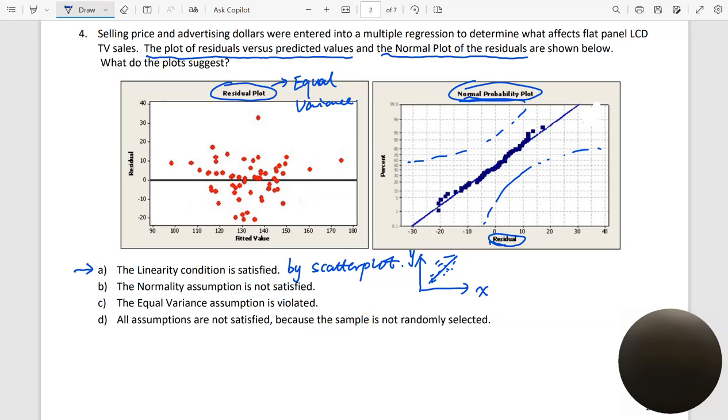So that means we don't know about the linearity condition. We don't know whether this condition is satisfied or not because we need a scatter plot, but we don't have that in this question. All right, okay, so then let's continue.